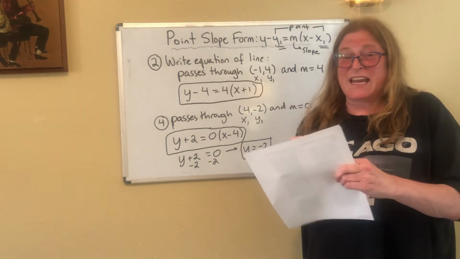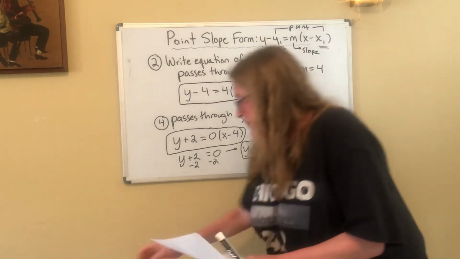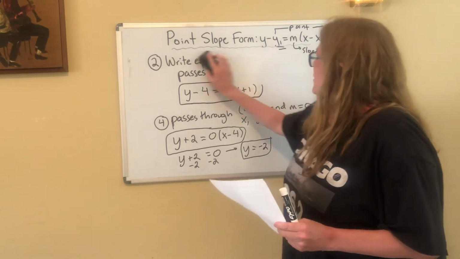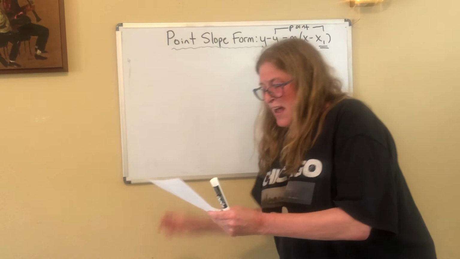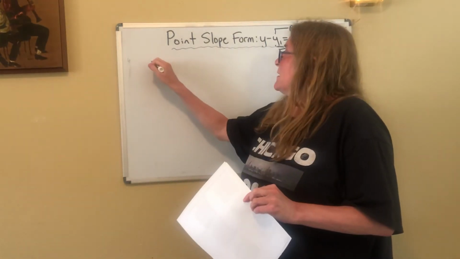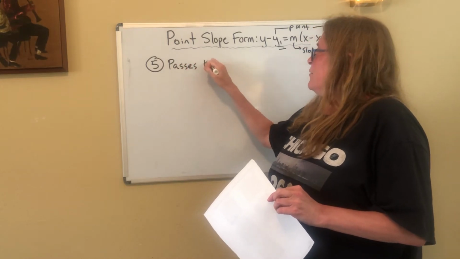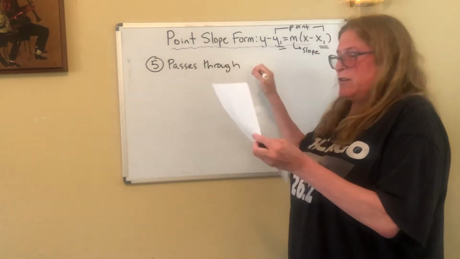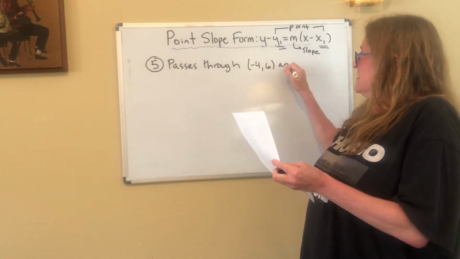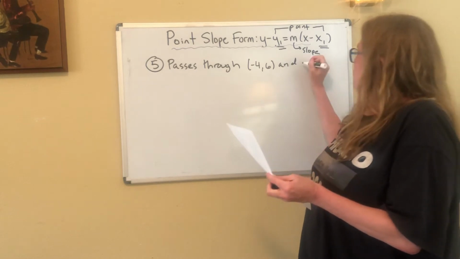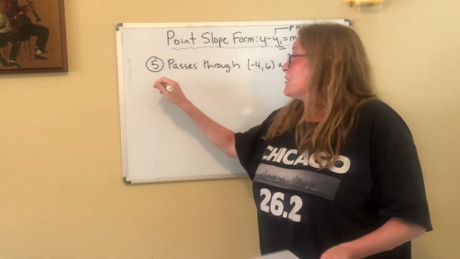Now they were nice here, and they gave us x1, y1, and they gave us the slope. But let's look at problem number 5, and we're going to see it's a little trickier. On problem number 5, they just give us 2 points. They say that the line passes through (-4, 6) and (-2, 5). So the first thing we have to do is actually find the slope.